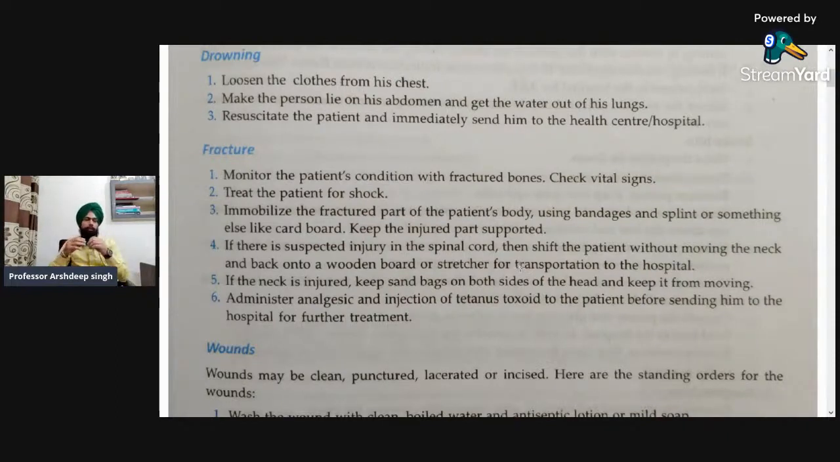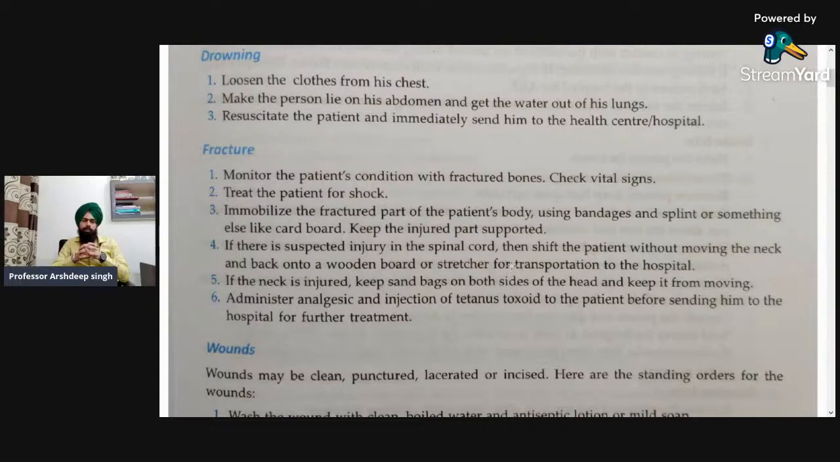In fracture, we have to immobilize the part that is fractured. Okay, so that is the main thing. Next, monitor the patient's condition with fractured bones. Check the vital signs. So the first thing is to check the vital signs and assess the condition of the patient on which the fracture is there.